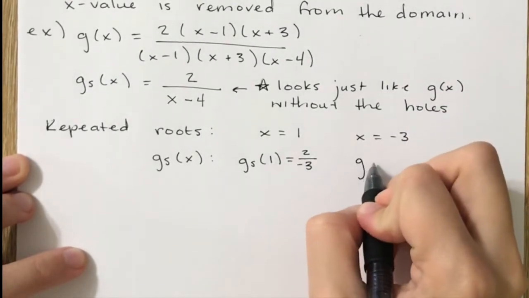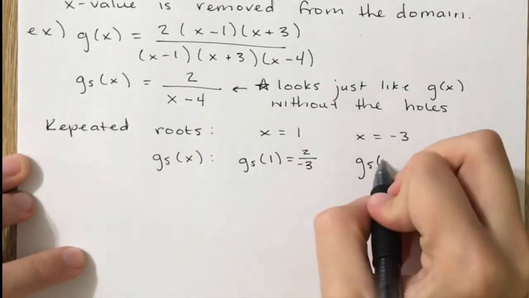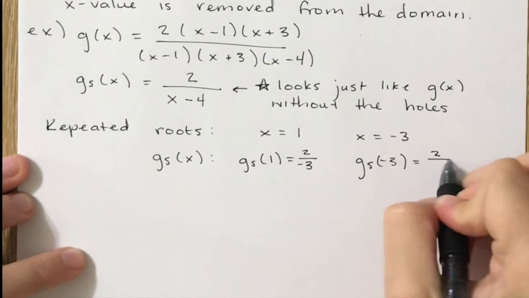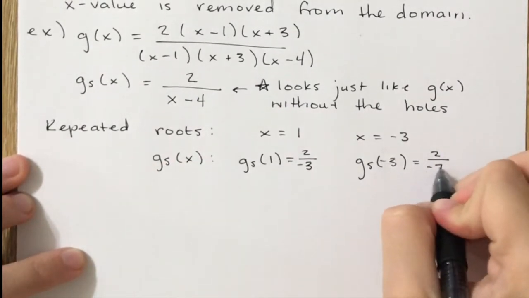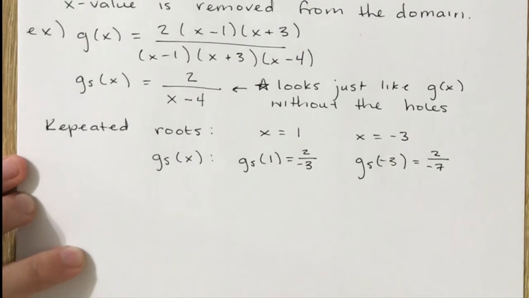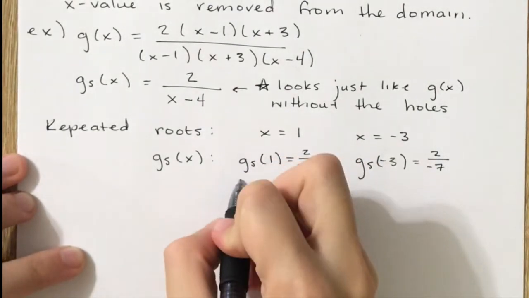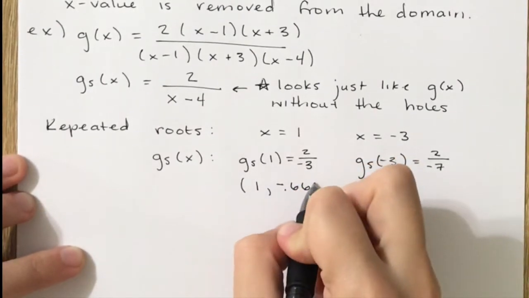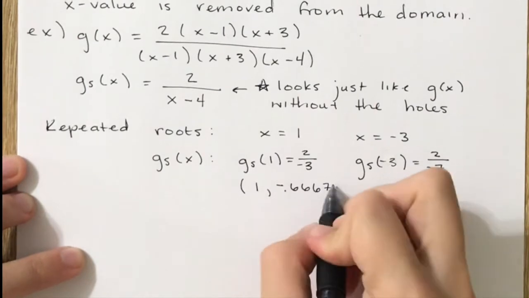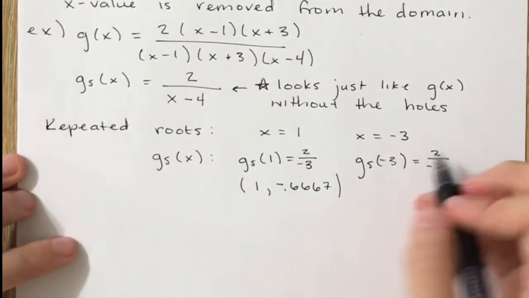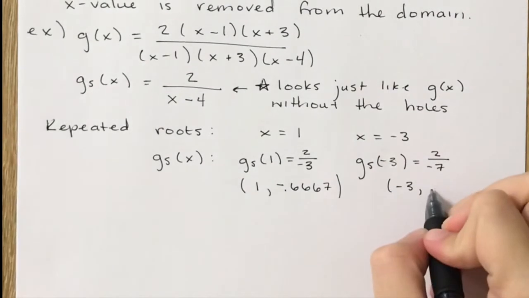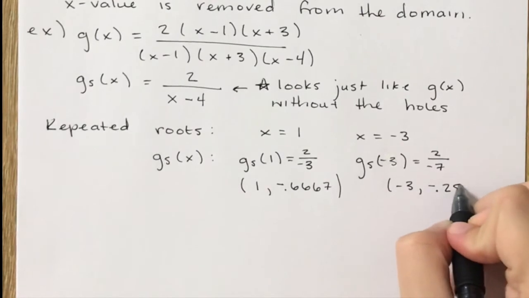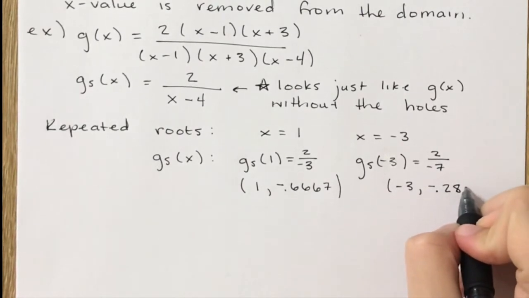And what is g sub s of -3? Well, looks like I've got 2 over -3 minus 4, which gives me -2/7. If I look at these points, looks like I'm getting 1 and then -0.6667, right? 666 repeating. And this guy is going to give me -3 and -2 over 7, so -0.286.